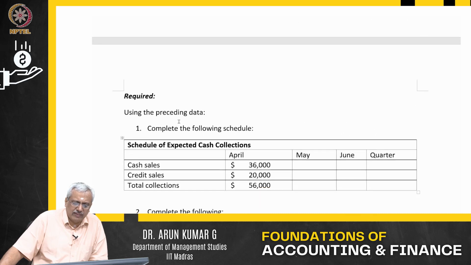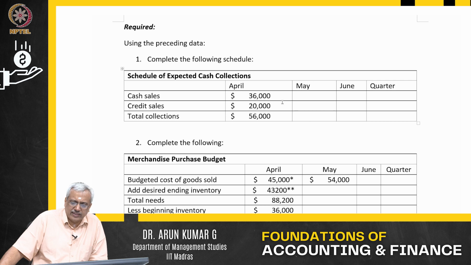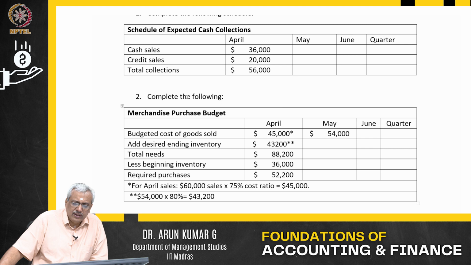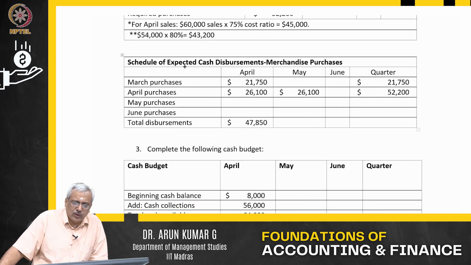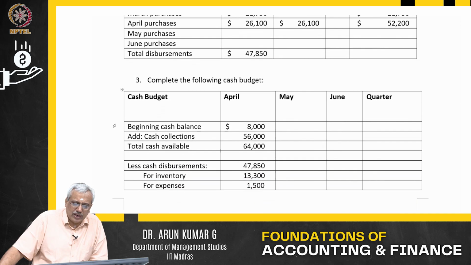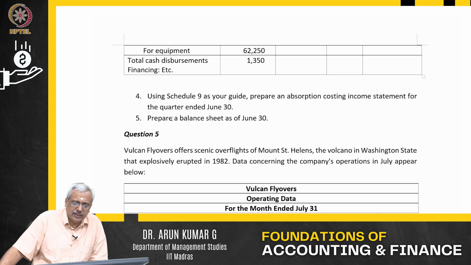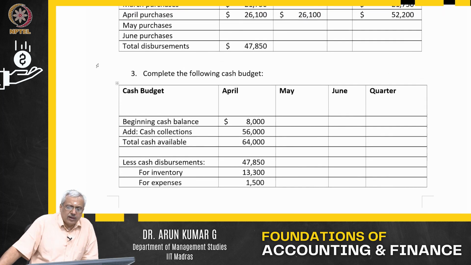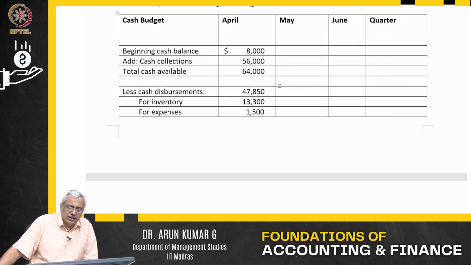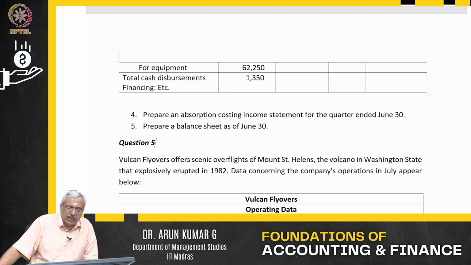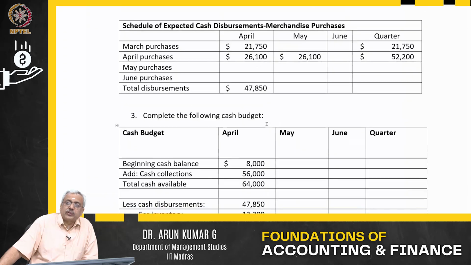All those details are there. Now, what they've required is to compute the following schedule. They've given you what is called a schedule of cash collection. They want you to fill this. They've given you April. They've given you the merchandise budget, the same thing you have to fill. Look at cash disbursements. Look at what is called the cash budget. Then look at the P&L and complete the cash budget. From the cash budget, after that, they want you to look at the P&L and the balance sheet.